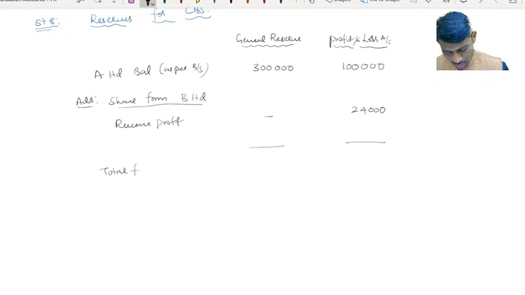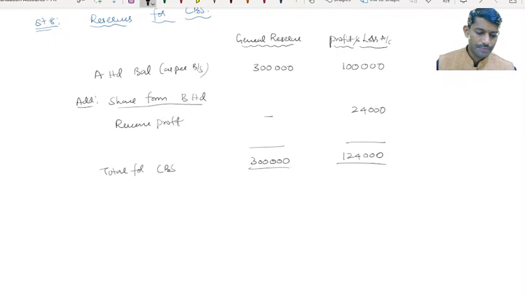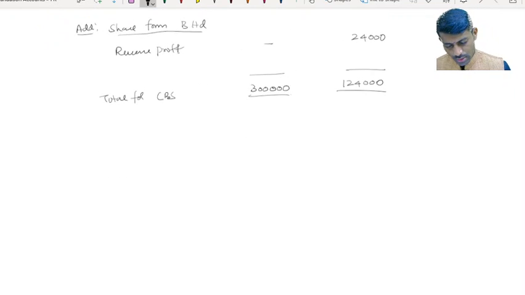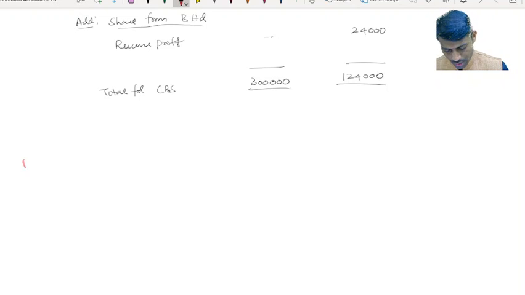So total for CBS, 3 lakh and 1,24,000. Yeah, so that's it. Now let's go to the required solution.